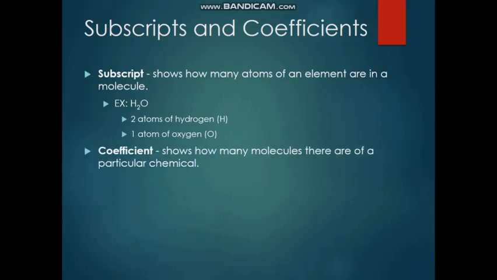On the other hand, a coefficient represents how many molecules there are of a particular chemical. It is written before the molecule. You have here 3 as our coefficient, so it means that we have 3 water molecules.